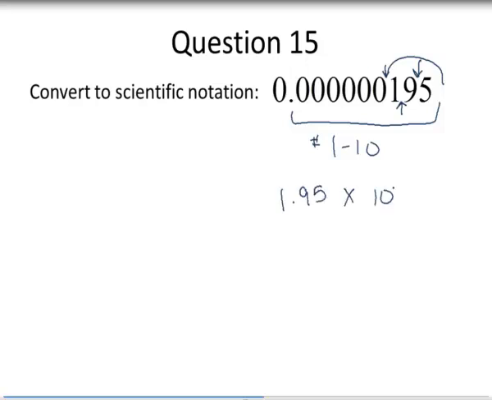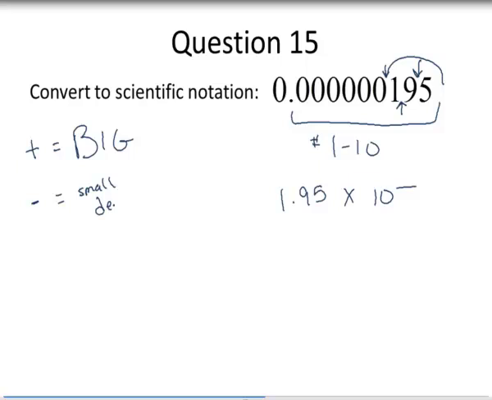We always have times 10. 10 is always the base. The exponent is always positive or negative, either or. We use positive exponents for really big numbers, negative exponents for really small numbers.